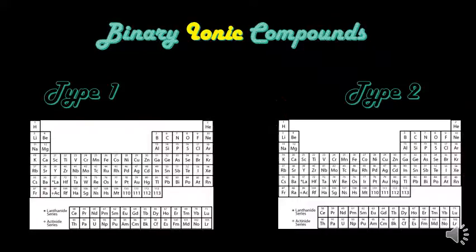We're going to start by looking at type 1 and type 2 binary ionic compounds. A type 1, the charge never changes. That's what we're going to look at with the ones in the yellow first. Then we're going to look at type 2 in the green, whose charges do change. They have what is called a variable charge.